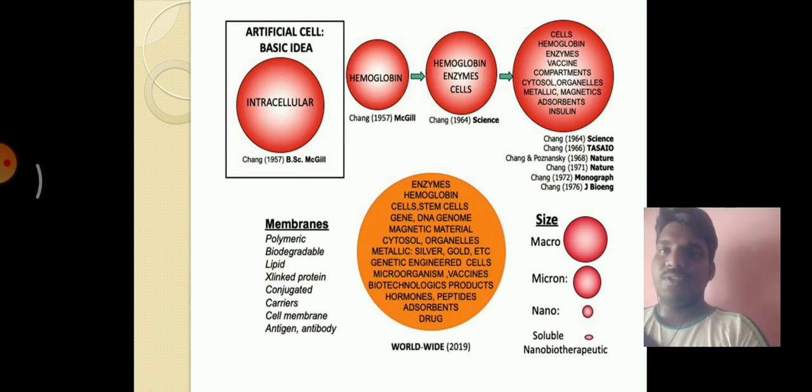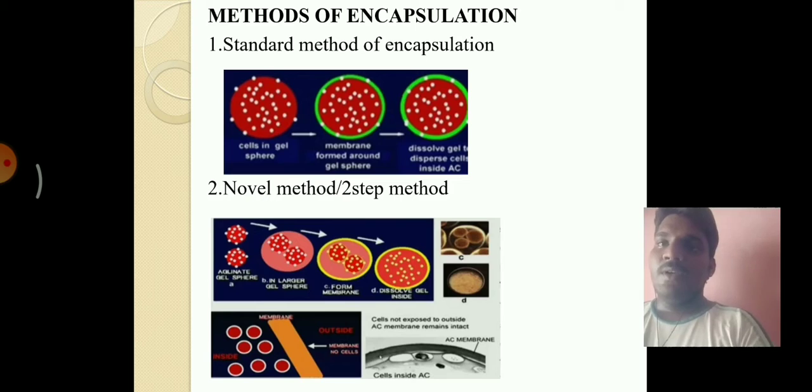Next we are going to see the methods of encapsulation. There are two methods for encapsulating cells into the artificial cells. Number one, the standard method of encapsulation. In the standard method, the cells or cell components are adhered or encapsulated into a gel sphere, and in the next step we form a membrane around the gel sphere. After formation of the membrane, the gel content is dissolved and the cells present in the gel are dispersed throughout the cell.